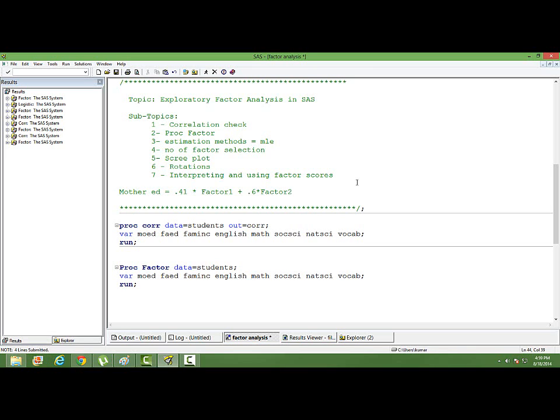Now remember one thing, if you remember what I taught in the factor analysis theory video: out of the two coefficients, look at the one which has a higher value. Usually, one of the coefficients will be significantly higher than the other. The coefficient for factor 2 is significantly higher than the coefficient for factor 1, right? So 0.6 is greater than 0.4. Hence, mother's education is explained more by factor 2 and less by factor 1. Got it? Hence, factor 2 is contributing more towards explaining the variation in mother's education. So factor 2 is the latent factor associated with mother's education.